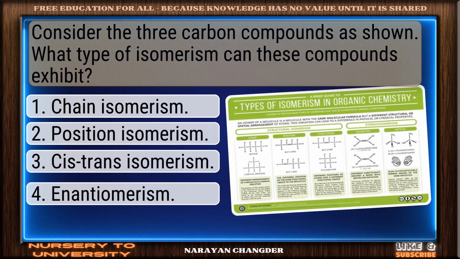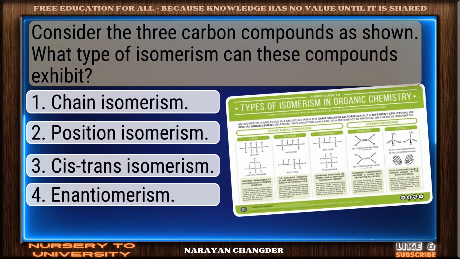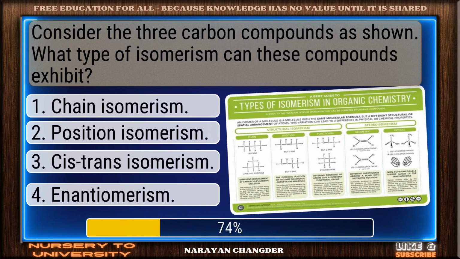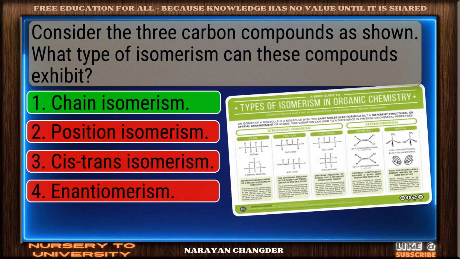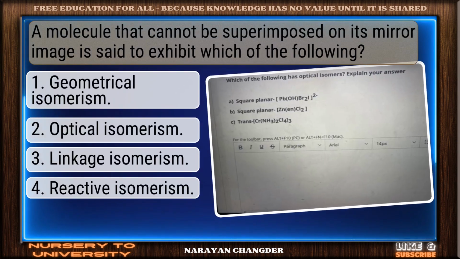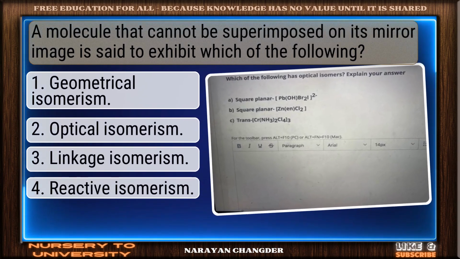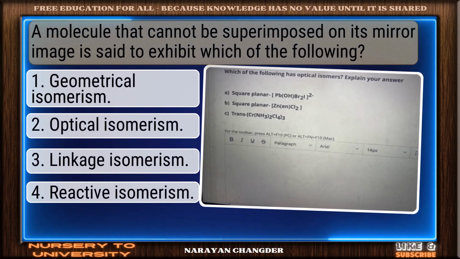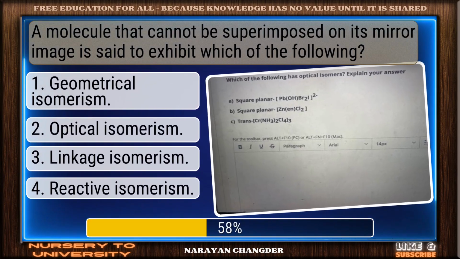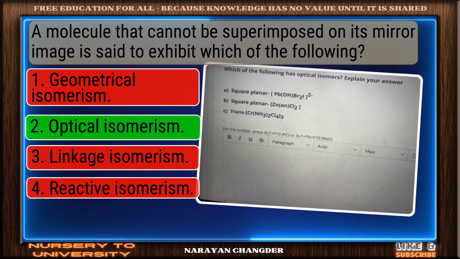Consider the three carbon compounds as shown. What type of isomerism can these compounds exhibit? You're right. Chain isomerism is the correct answer. A molecule that cannot be superimposed on its mirror image is said to exhibit which of the following? Solid response. Optical isomerism is a valid choice.